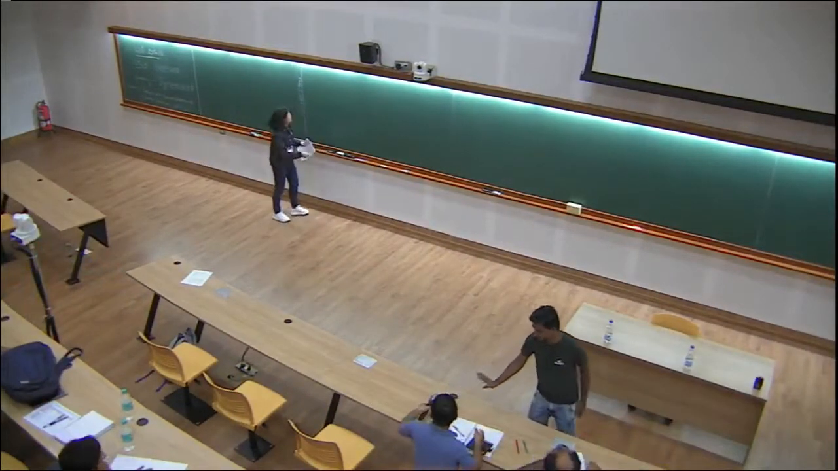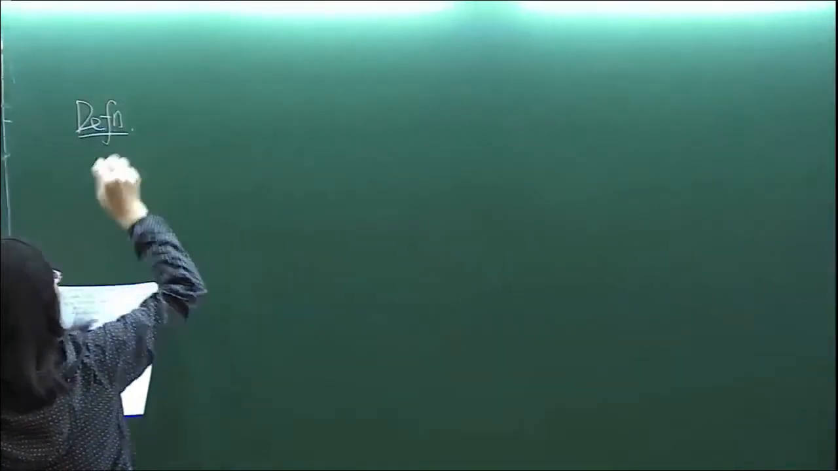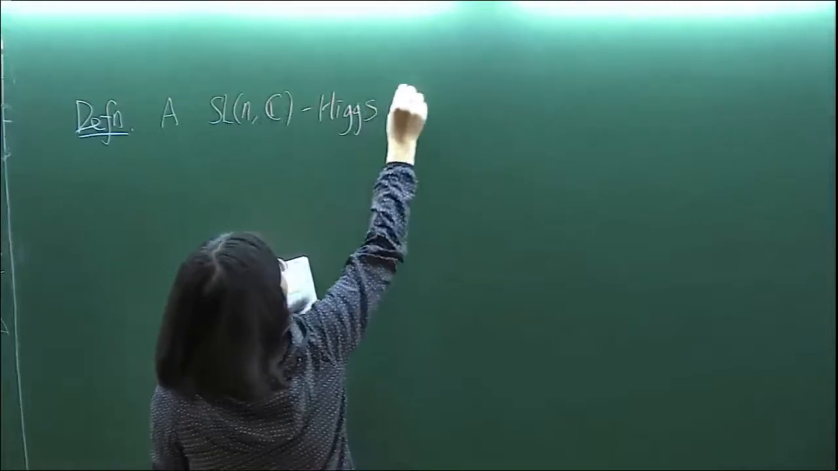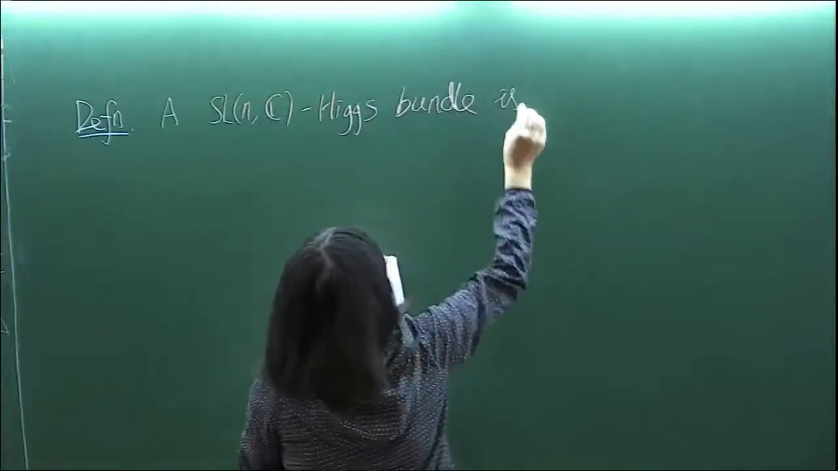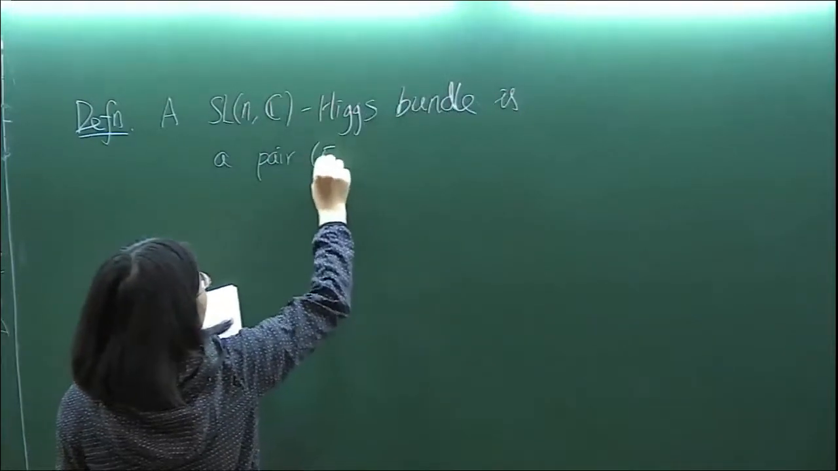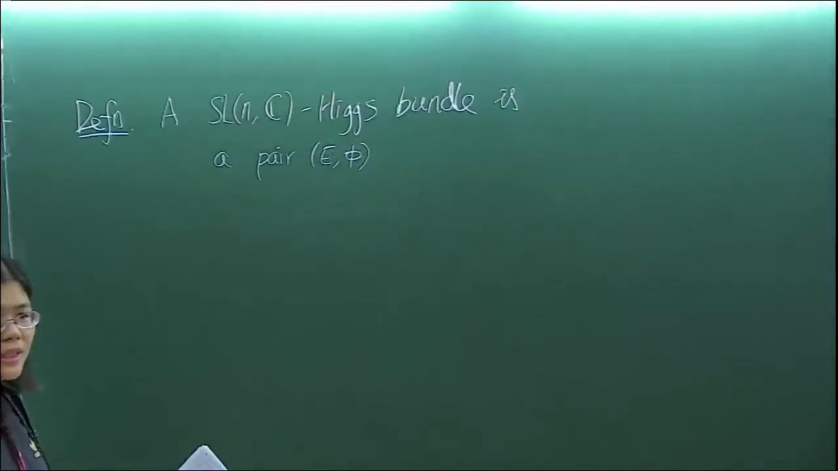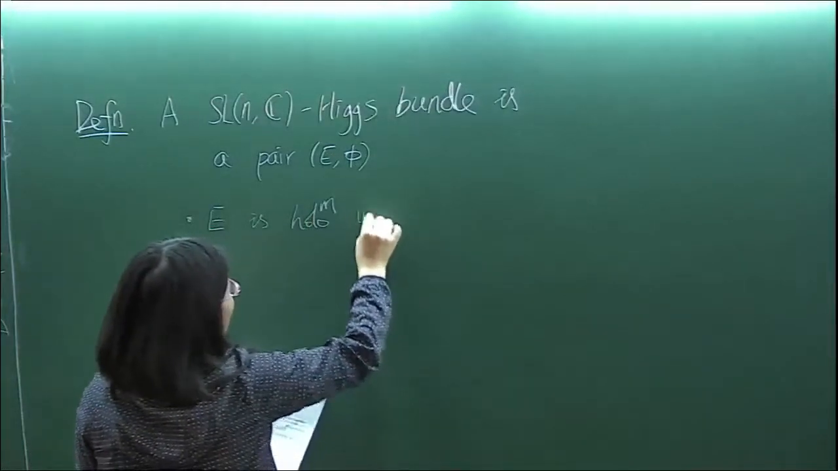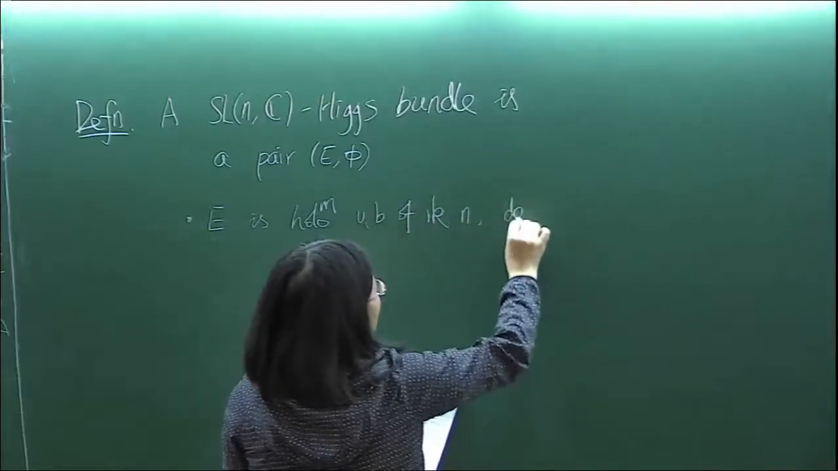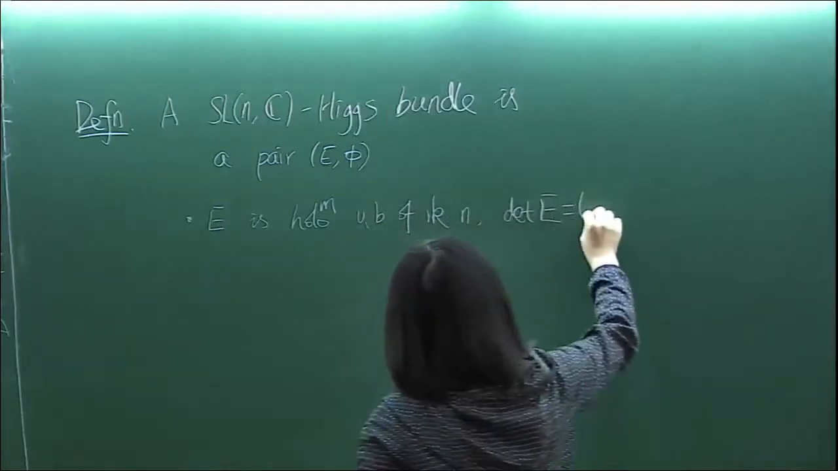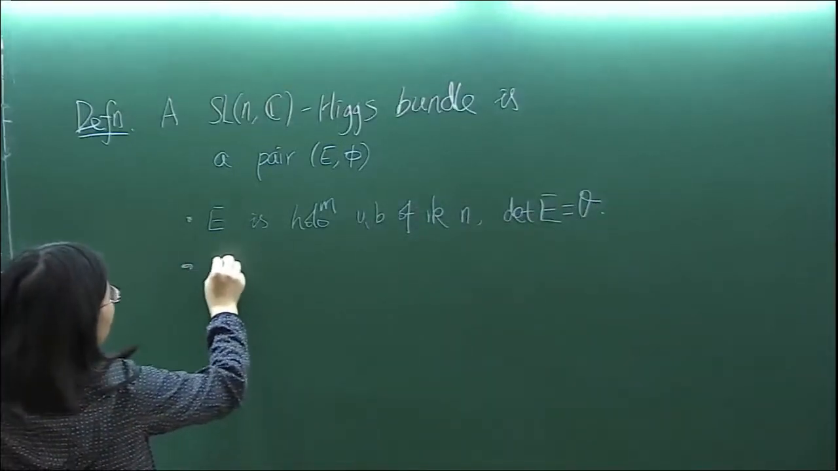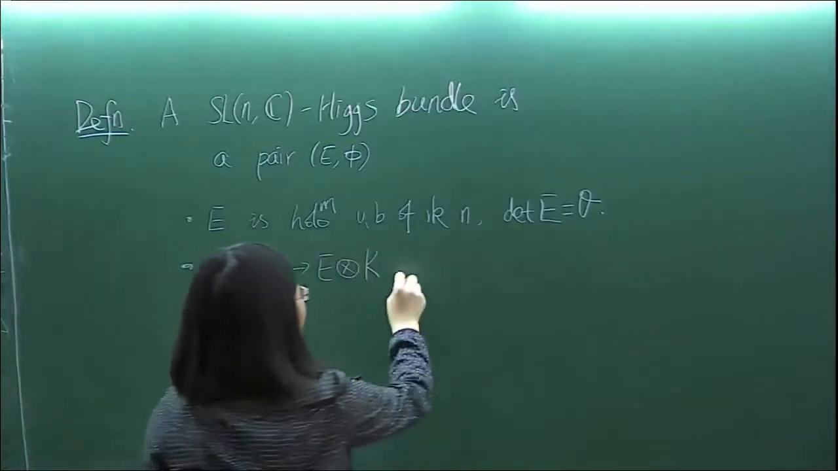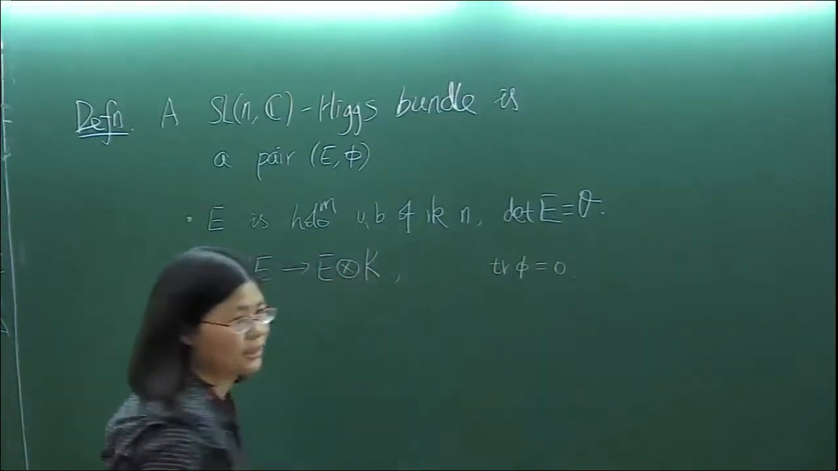So let's first consider not a general Higgs bundle, but an SL(n,C) Higgs bundle. It's a pair (E, phi), which is still a Higgs bundle. We just put more conditions on it. First, E is a holomorphic vector bundle of rank n. We need its determinant line bundle to be trivial. And secondly, our Higgs field phi from E to E twisted by K is a holomorphic bundle map. We also add the condition that the trace equals 0.